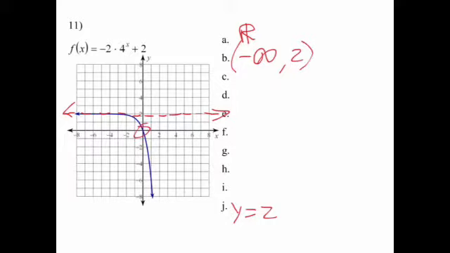So, what's my x-intercept? It's right there. Y-intercept's the same thing, so that's the point 0, 0.